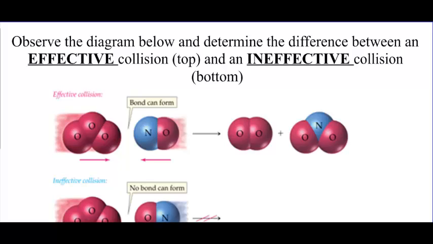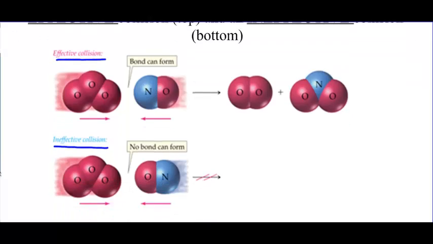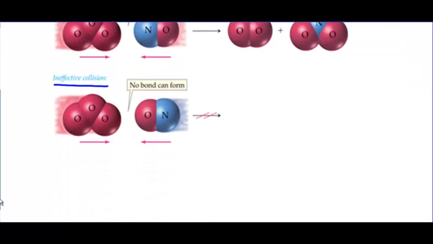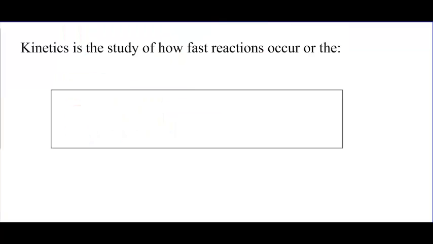So the next little section on the first page of your notes asks you to look at these two things. The top one is labeled effective collision, and the bottom one is labeled ineffective collision. Based on what you see in the diagrams, write a statement at the bottom here that describes the difference between an effective collision and an ineffective collision. What is an effective collision? What is an ineffective collision? So take a note there, and we'll talk about that tomorrow too. So you might want to pause the video because I'm going to continue.